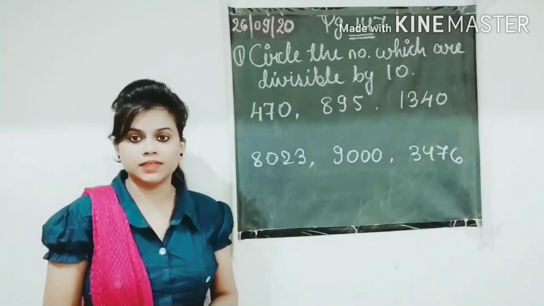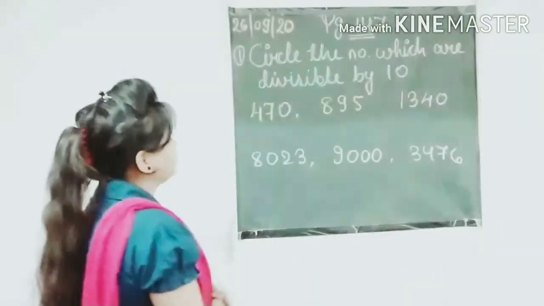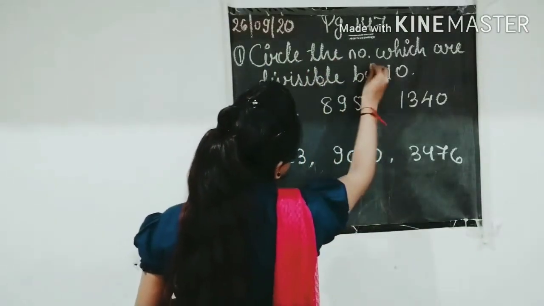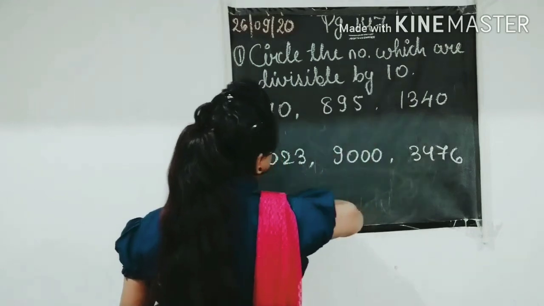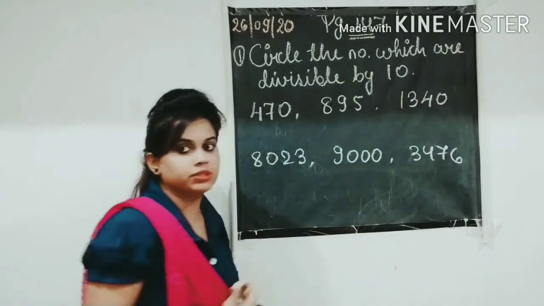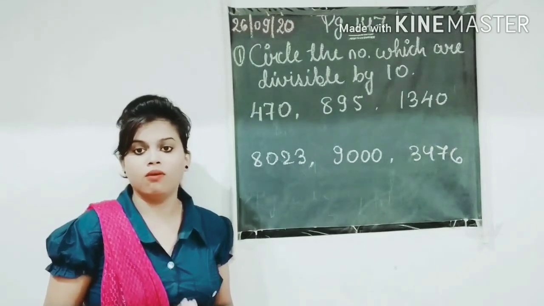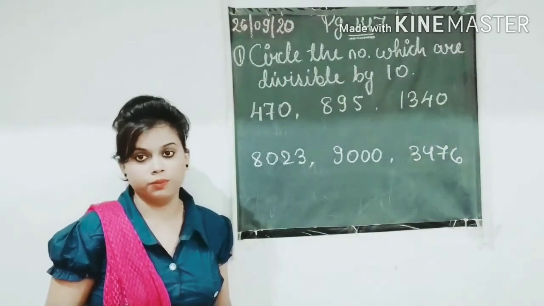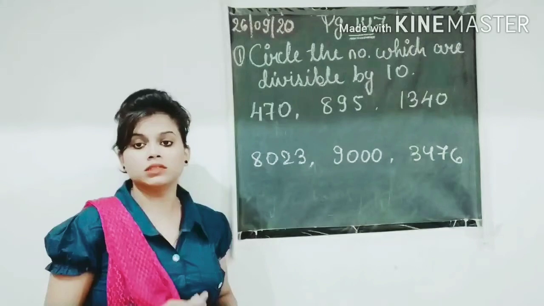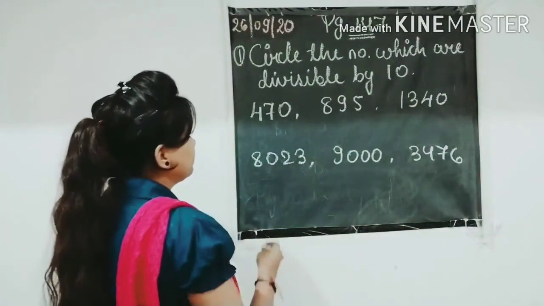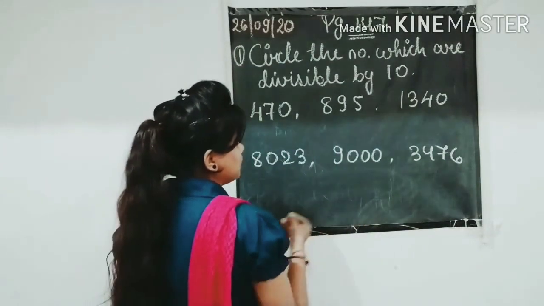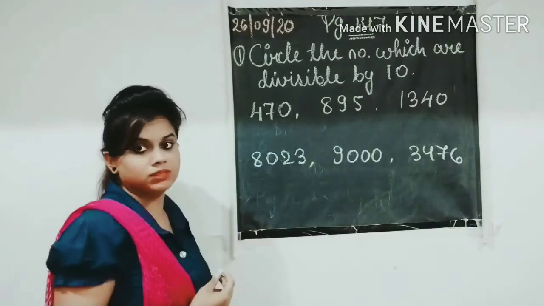Now let us see your exercise question. Page number 147, question number 1. Circle the numbers which are divisible by 10. What is the divisibility condition for 10? A number is divisible by 10 only if it ends with 0. Right? In one's place 0 should be there. So check these numbers in which number one's place 0 is there.